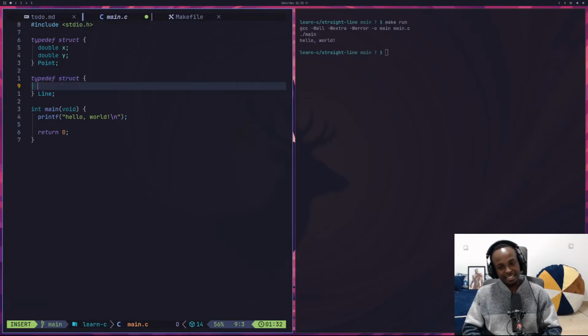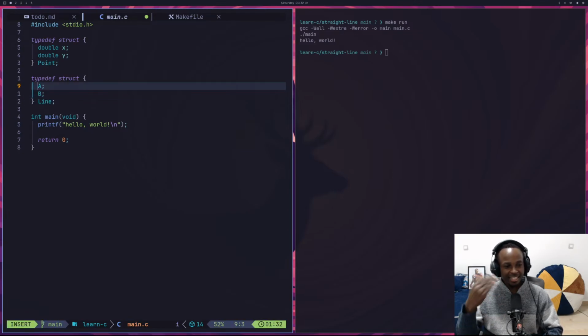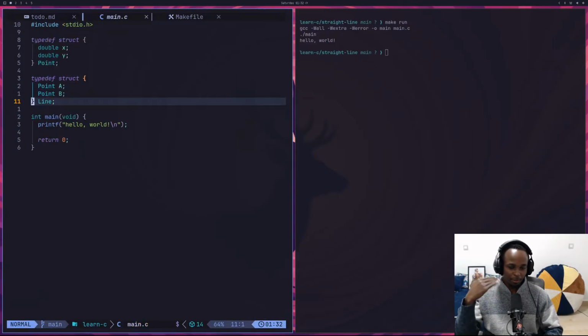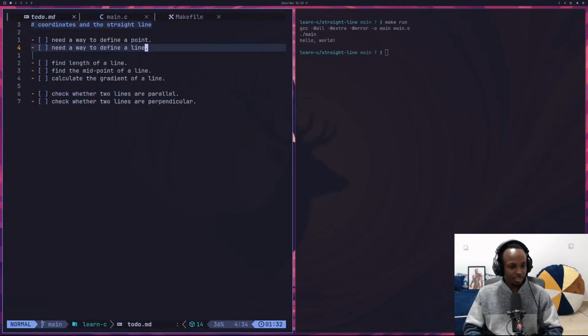And a line is made up of the first point and the second point. In our case, let's call the first point A and the second point B. So A is a point. So we are going to say point A and then point B. So a line is defined by point A and point B. Okay, so far so good.